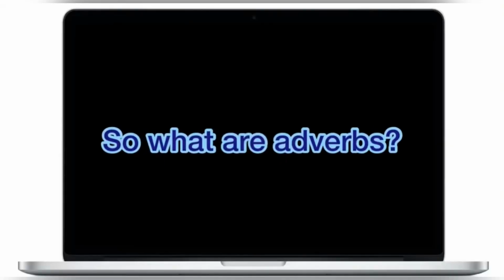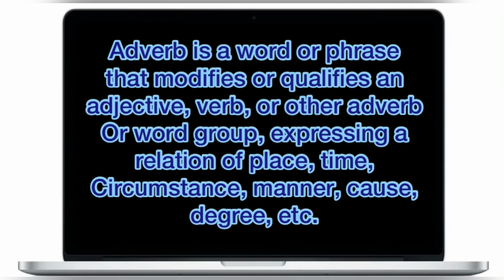So what are adverbs? An adverb is a word or phrase that modifies or qualifies an adjective, verb, or other adverb, or a word group expressing a relation of place, time, circumstance, manner, cause, degree, etc. Well, that's what an adverb is, and I know you're probably like, that's a long definition. Yes, maybe, but it does explain to you what an adverb is.